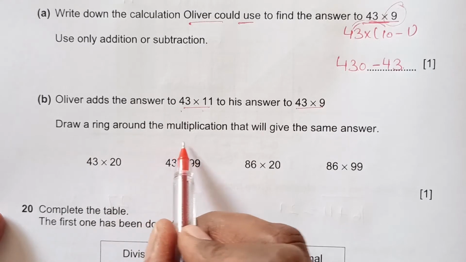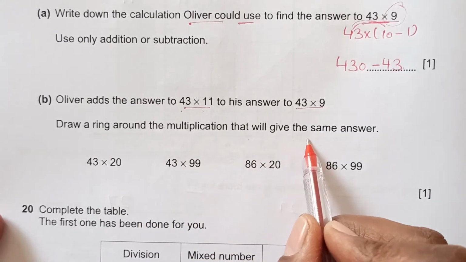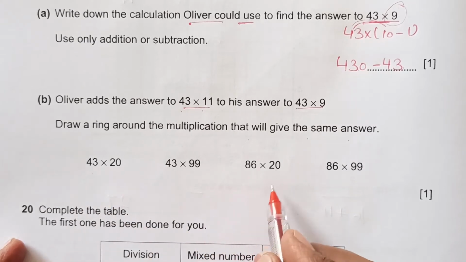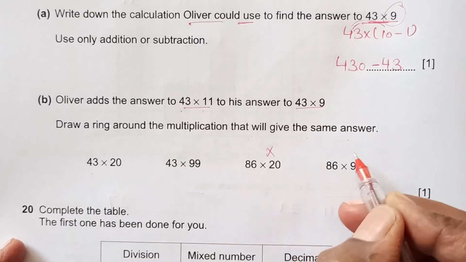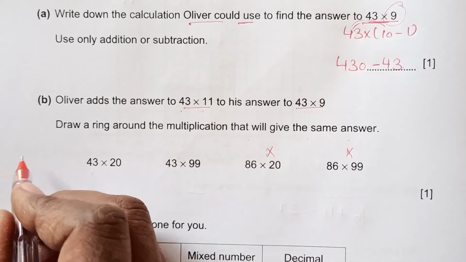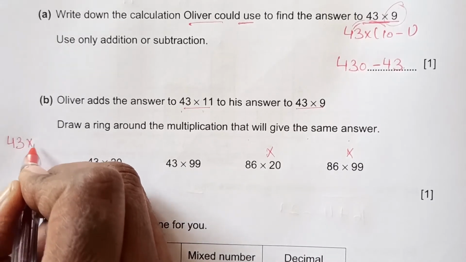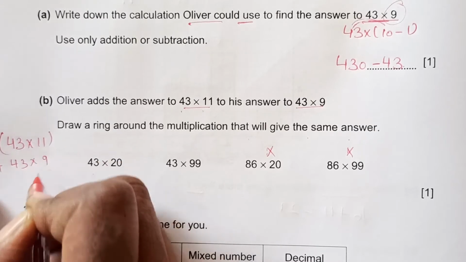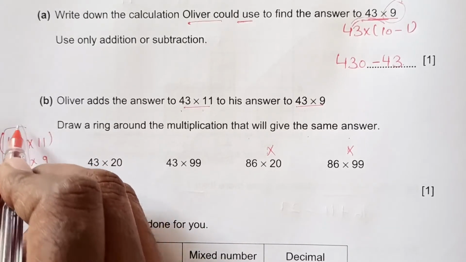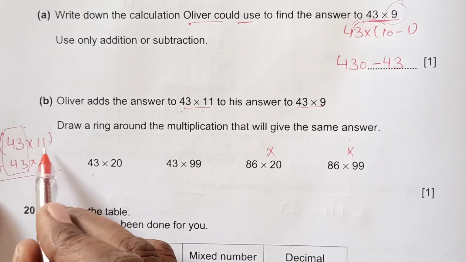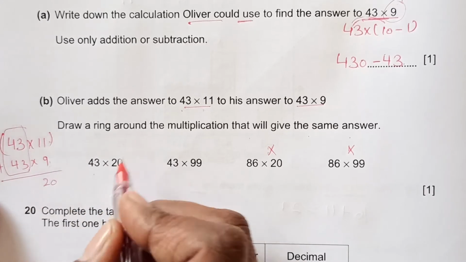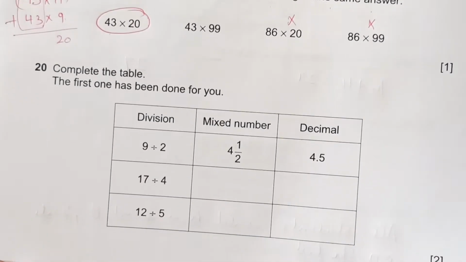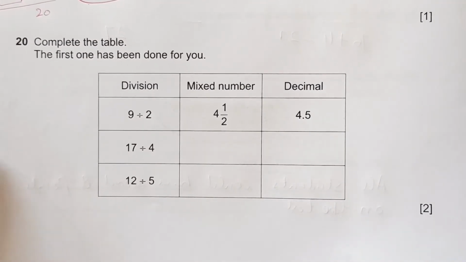Draw a ring around the multiplication that will give you the same answer. So you see 43, so this is not possible. So 43 times 11, so how does it work? 43 times 11 plus 43 times 9, right? So 43 is here, so 11 plus 9 is 20. So 43 times 20. Alright, now number 20, complete the table.